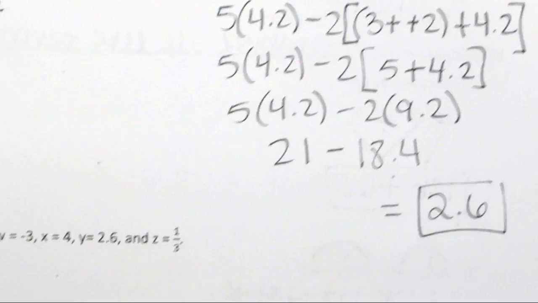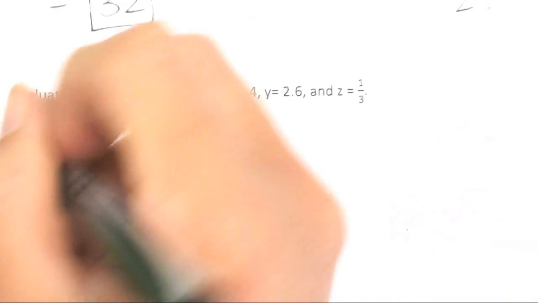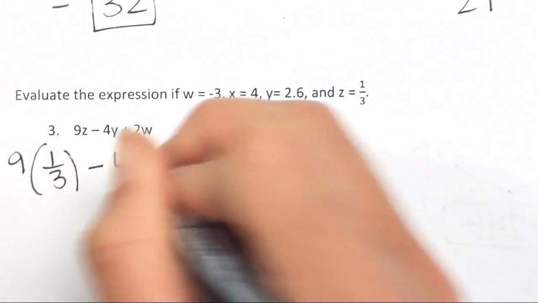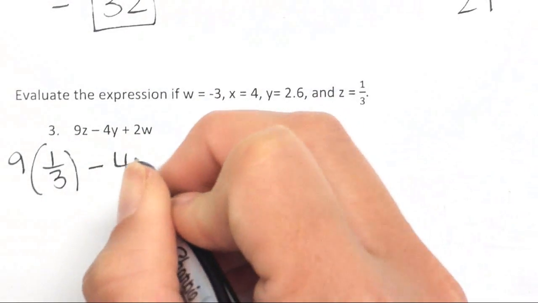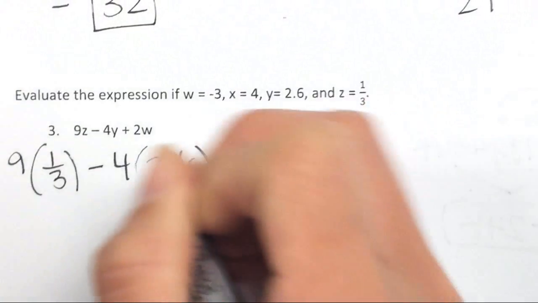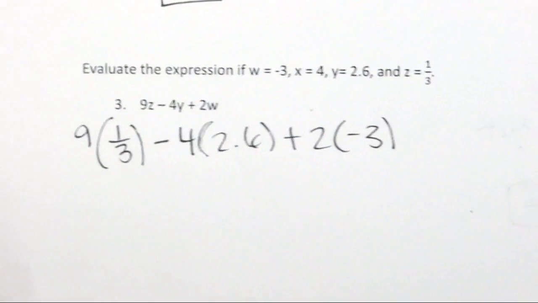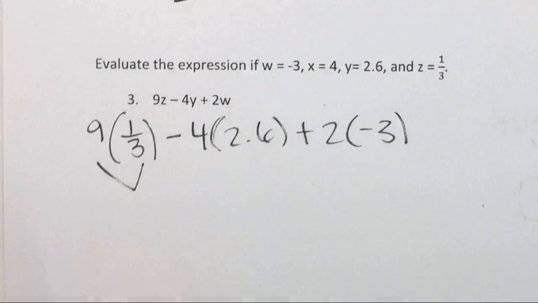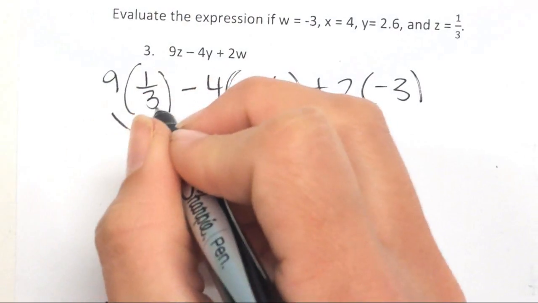So the next one, we're going to plug in what for z? 1 over 3 minus 4 times 2.6 plus 2 times negative 3. And the fraction, this one is very easy. Remember what I told you, if 1 is in the numerator? It's just 9 over 3, which is what? 3. So it's not hard, it's very easy. So we can replace this with what? 3. Because it's just 9 divided by 3.